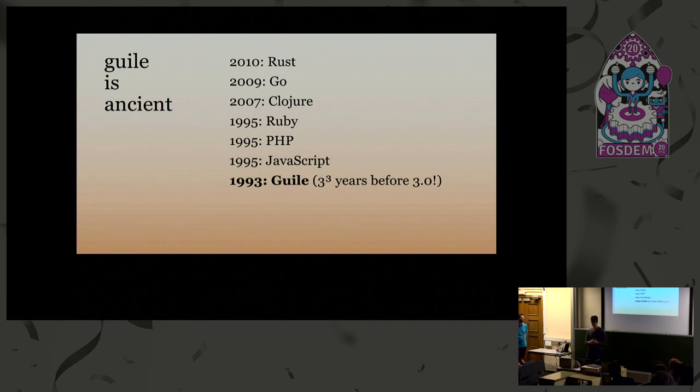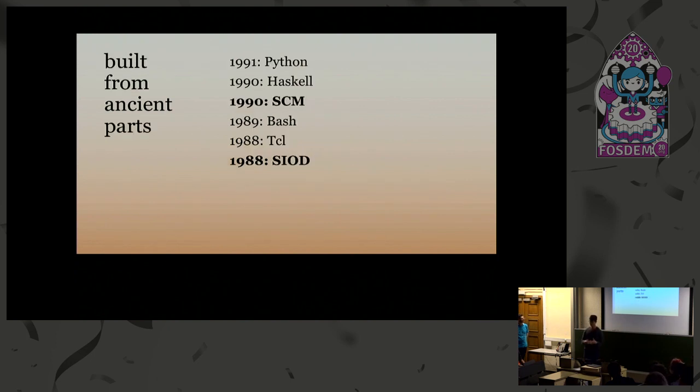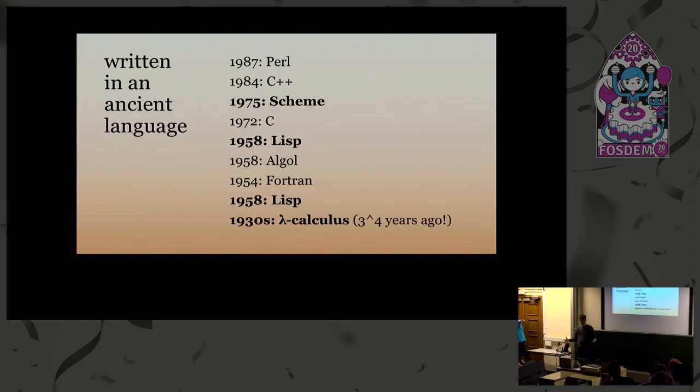It's older than JavaScript, which I realized today was 3 to the power 3 years before Guile 3. And it's built from old things, right? Guile itself was not built out of nothing. I wasn't around then. Obviously, I was 13. Guile was built on top of an implementation called SCM, which itself was built on top of an implementation called Scheme-in-One-Defun, SIOD, in 1988, before Bash, before Tcl. And these things themselves are built on old things, right? Like they're implementations of Scheme, which is old, right? Which is like a dialect of Lisp, which is old, which is an implementation of the lambda calculus, which was 3 to the 4 power years ago.